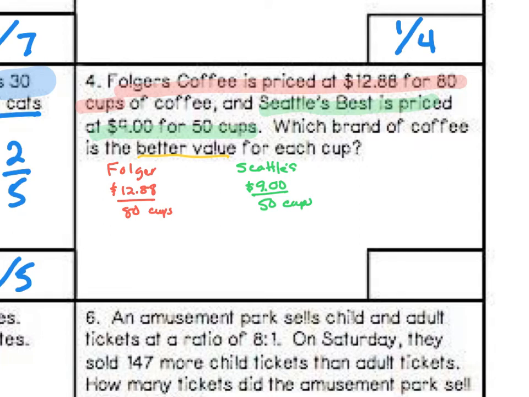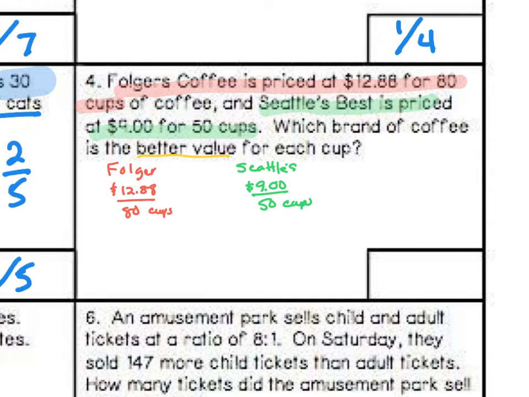So the way to compare the better value is to then take $12.88 divided by 80. That's going to give us what's called a unit price. We're going to do the same thing for Seattle's Best. So I'm going to give you a moment to pause to work on your calculator.